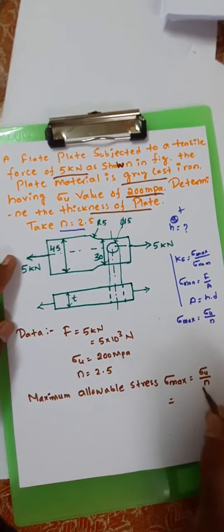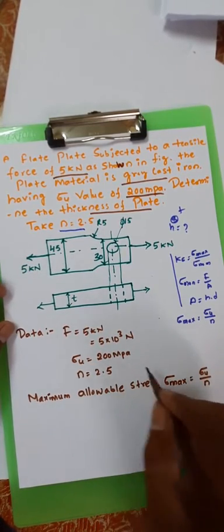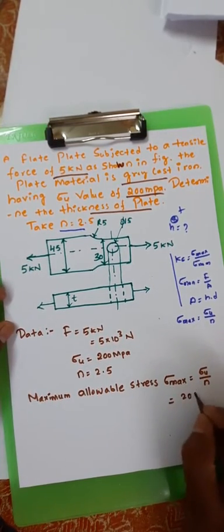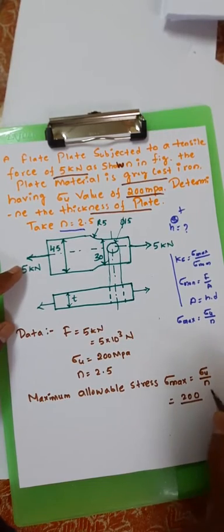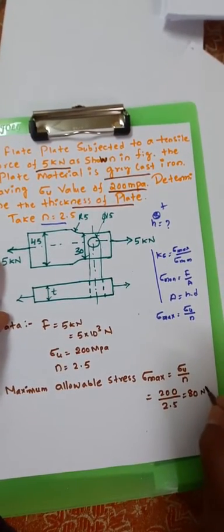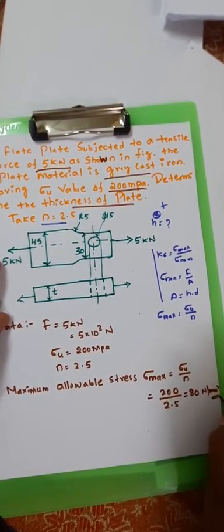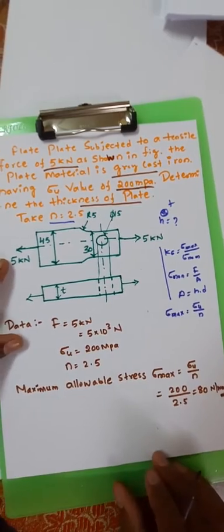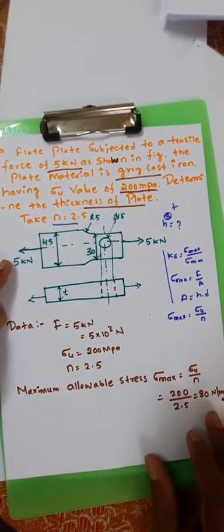If you substitute the values, the ultimate stress is 200, divided by the factor of safety 2.5, we will get 80 Newton per mm square. This is the maximum allowable stress.